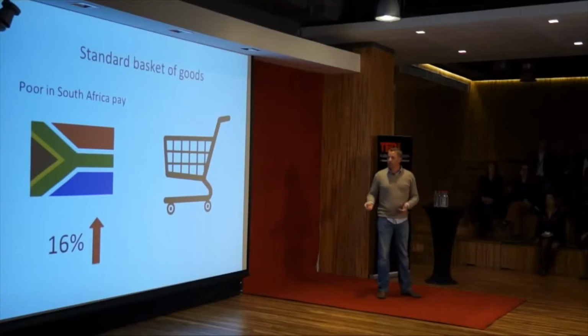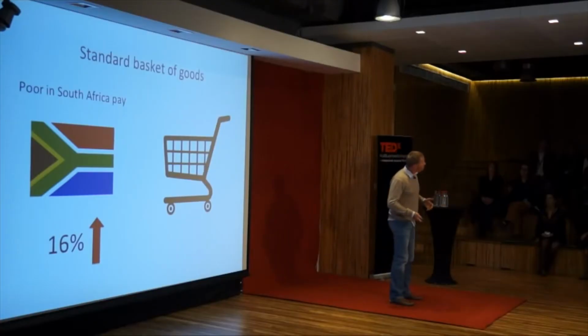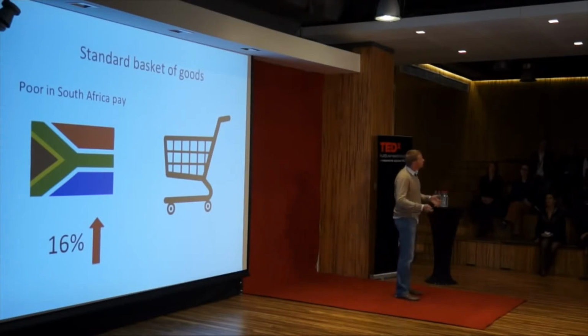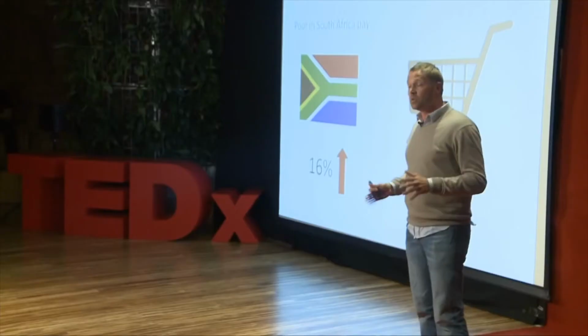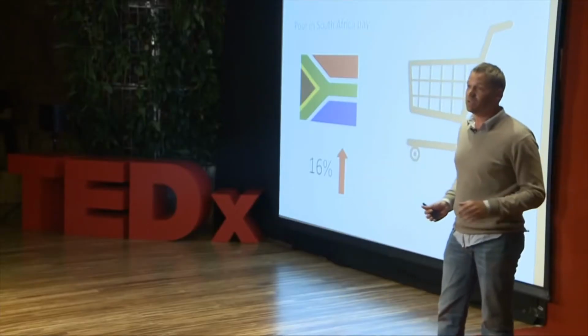Or maybe it's not so remarkable for you, but the poor are paying 16% more than the middle income. So how the hell are you supposed to get out of being poor if you're paying more than the guy above you? And why is that? You all might be asking why? Well, simply, it's actually two very simple reasons.